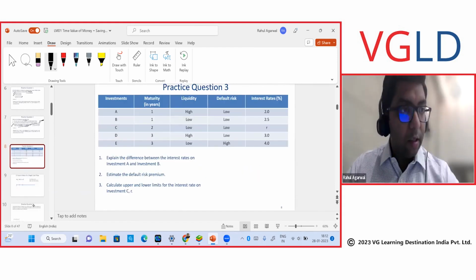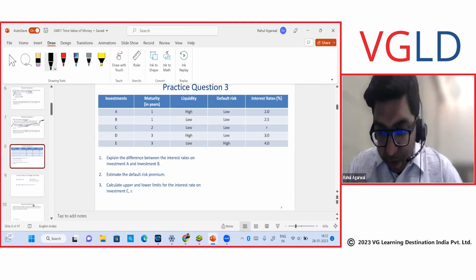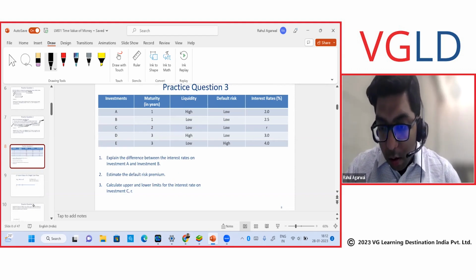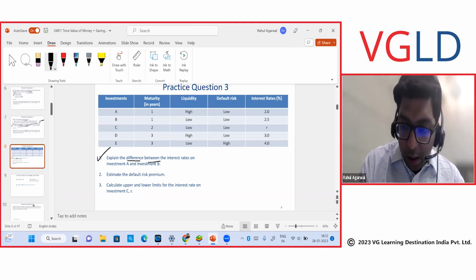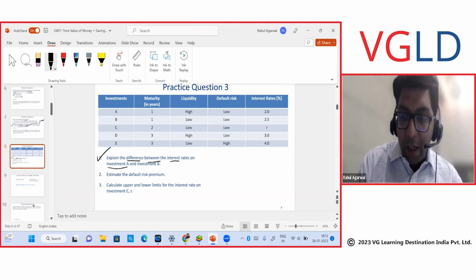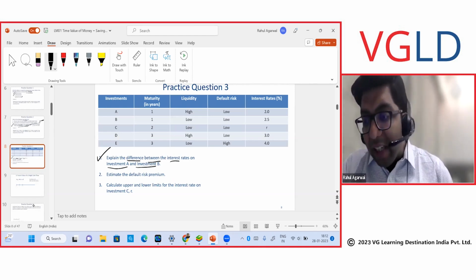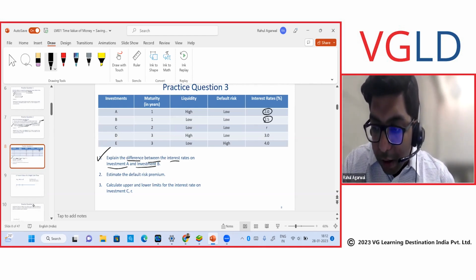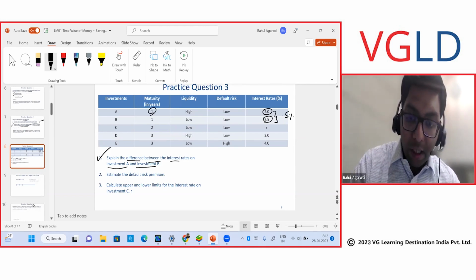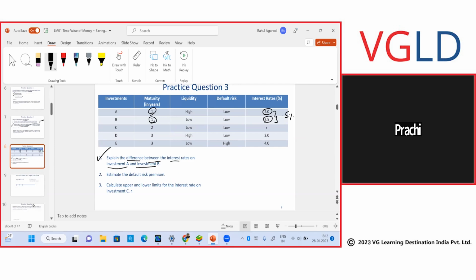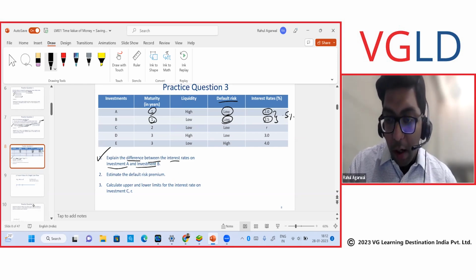Now have a look at this interesting example. First question: explain the difference between interest rates on investment A and investment B. Why is there a difference of 0.5% between A and B? Let's check first maturity. Maturity is the same, so there is no gap because of that. Default: both are low, so that is also the same.